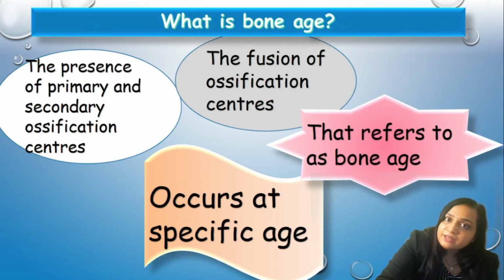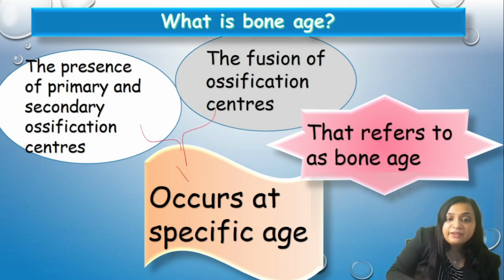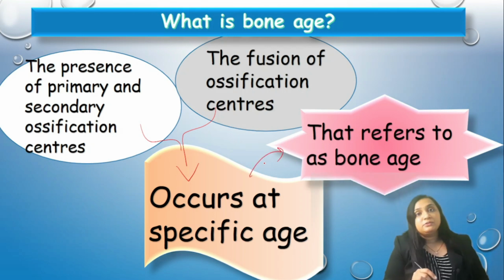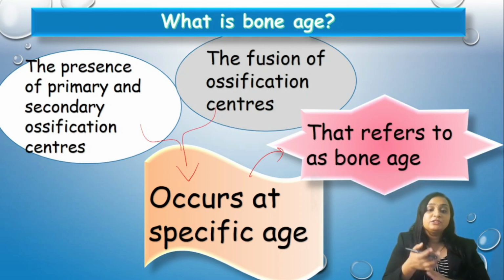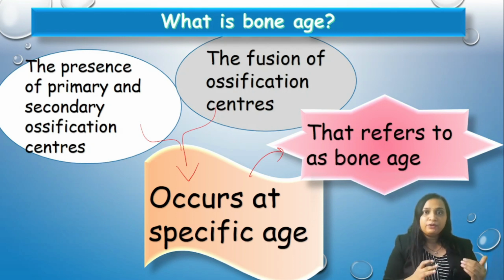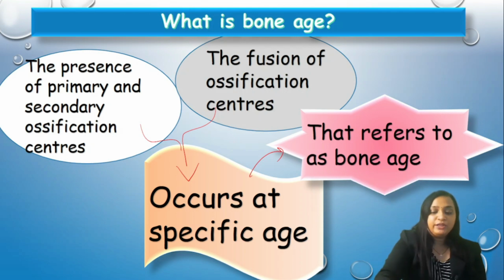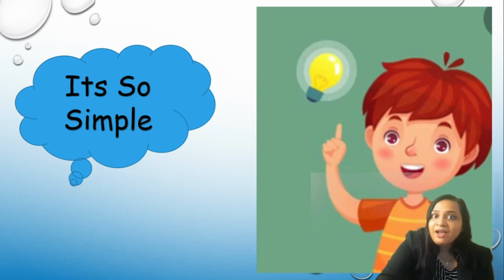So what is bone age? Again the same question arises: the presence of primary and secondary ossification centers and the fusion of those centers both occur at a specific age, and that refers to bone age. The appearance of primary and secondary centers occurs at a specific age, as well as their fusion, and that is referred to as bone age. We have to accumulate all of our knowledge in reference to bone, and then we can come to a conclusion about bone age. So I think it's so simple.